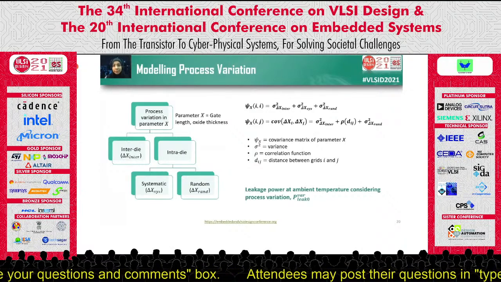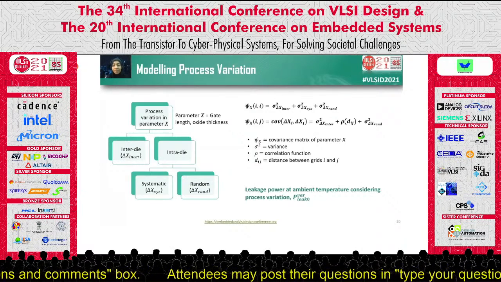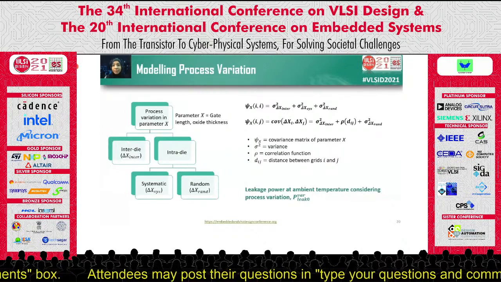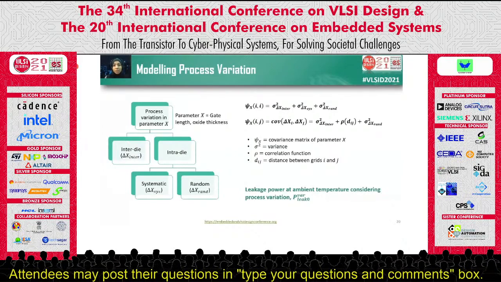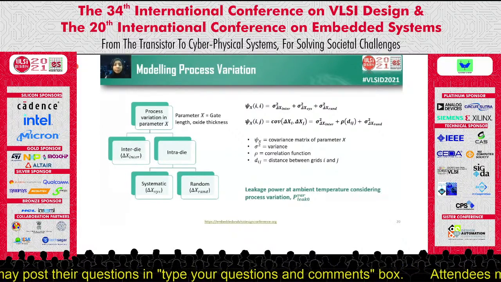So we use these to generate P leak not var, which is leakage power at ambient temperature considering process variation. So this is a significant term which will reappear.